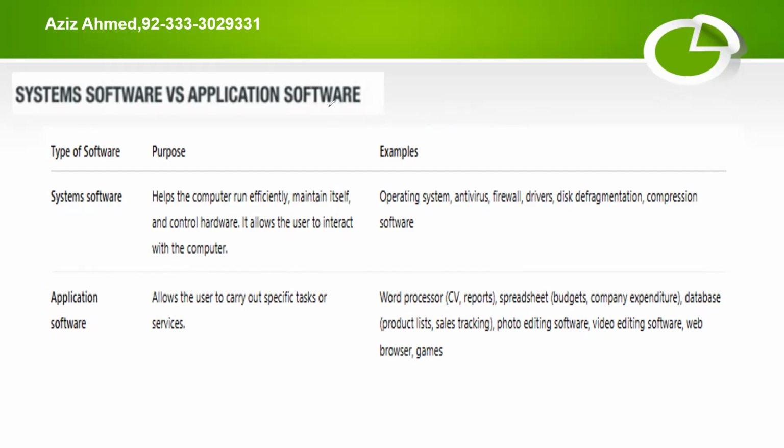And to operate the system, to control the system, we need system software. One of the main system software is the OS, operating system, through which we control the whole hardware.